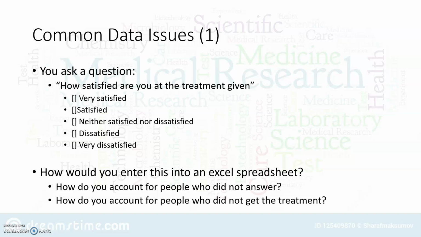So let's just talk our way through some data coding here. So you ask a question, how satisfied are you with the treatment given? And you have these 5 choices. Now, how are you going to enter this into an Excel spreadsheet? How do you account for people who did not answer? And how do you account for people who did not get treatment?